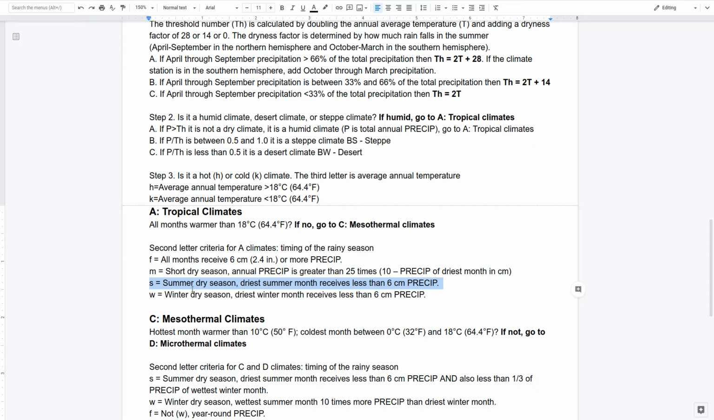Oh, if it does, then it's an AS climate. That's an incredibly rare climate. And I'd like to point out that when you're looking at the summer, it doesn't mean July. Summer means the warm time of year. Winter doesn't mean December. You could have a climate station in the southern hemisphere. So when we're talking about summer, we're referring to the 6 warmest months. Winter is the 6 coldest months.